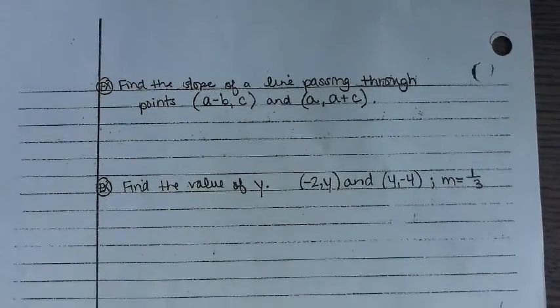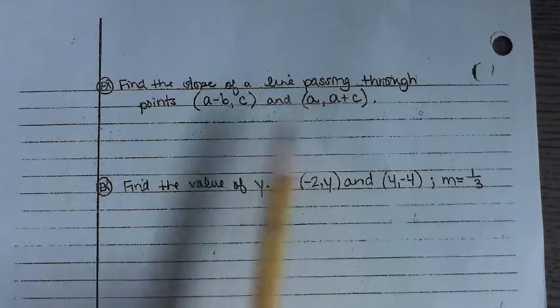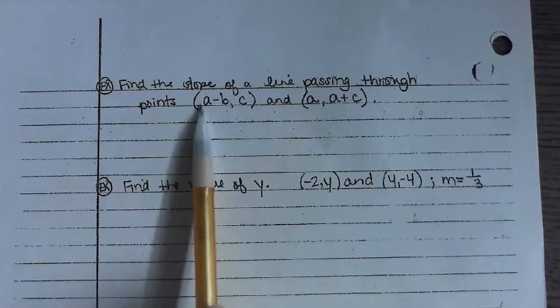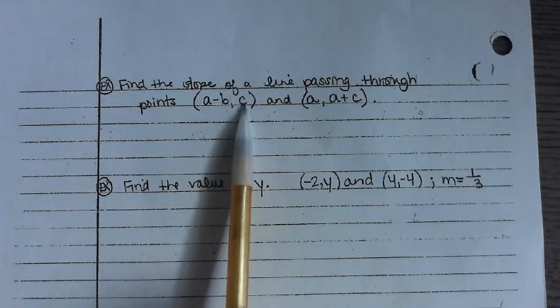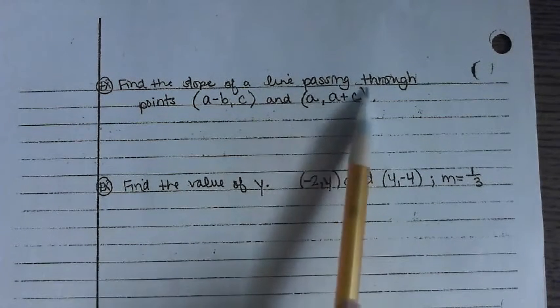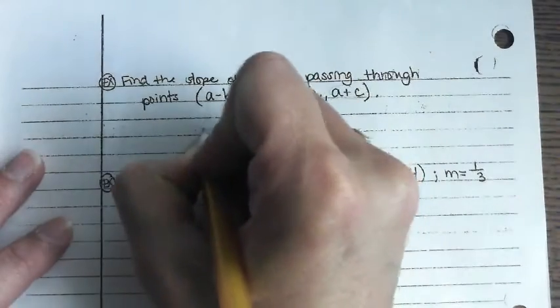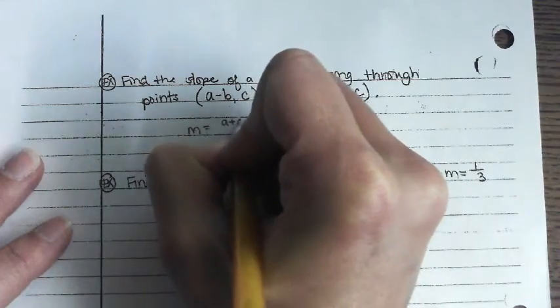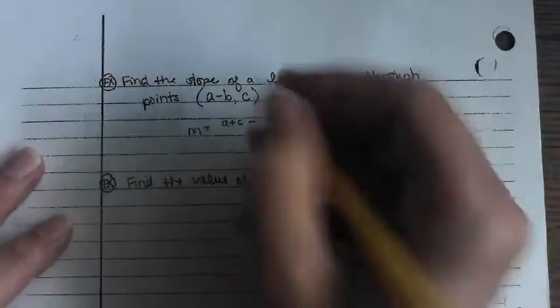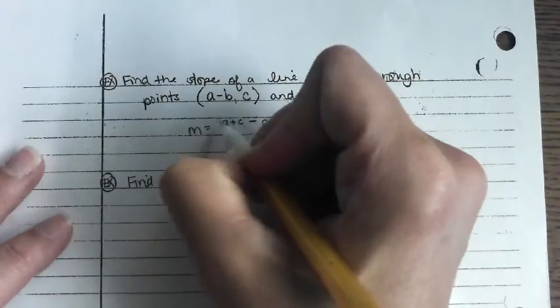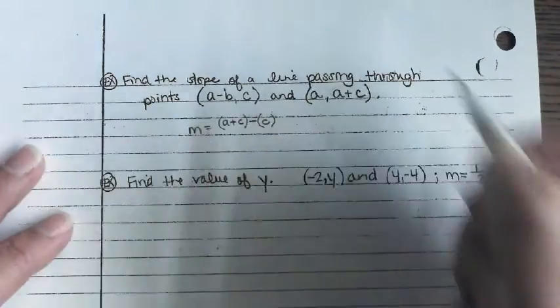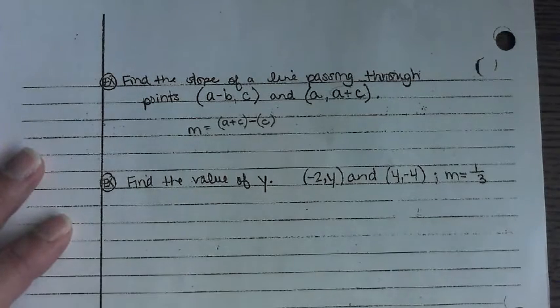Flipping over to the back. Find the slope of a line passing through these points. A little bit tricky here because our x-coordinate is a binomial, comma c, and our y-coordinate over here is a binomial, but we're just going to find the slope following our slope formula. So our y2, which is a plus c, minus y1. So if you want, for organization purposes, parentheses might help your eye see how it's supposed to be perceived.